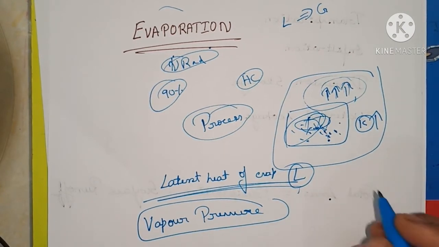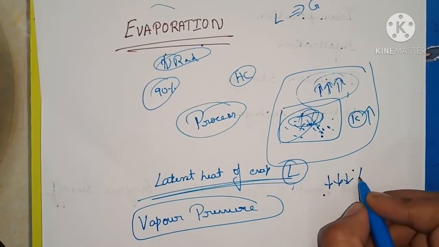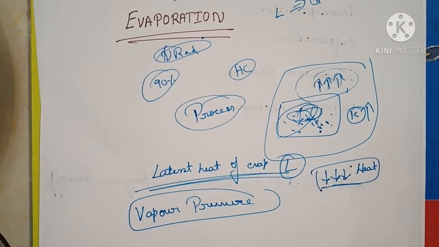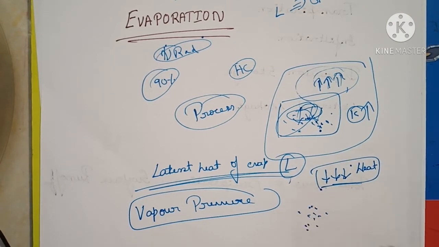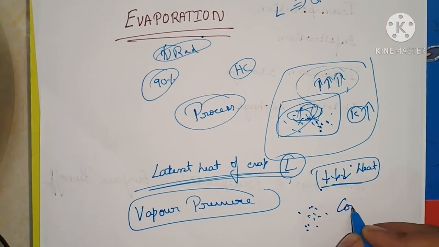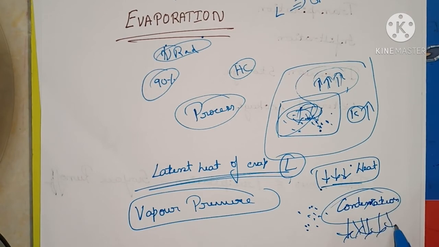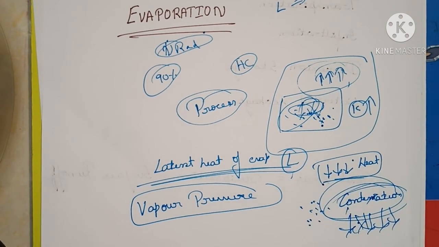There comes a point where, because of the continuous heat supply and the more and more accumulation of vapor molecules, the gaseous medium can no longer accommodate any more molecules. The air cannot accommodate more water molecules, so it will reject the vapor molecules in the form of condensation. This one we already studied. In condensation, the vapor will come back to the earth in the form of precipitation.